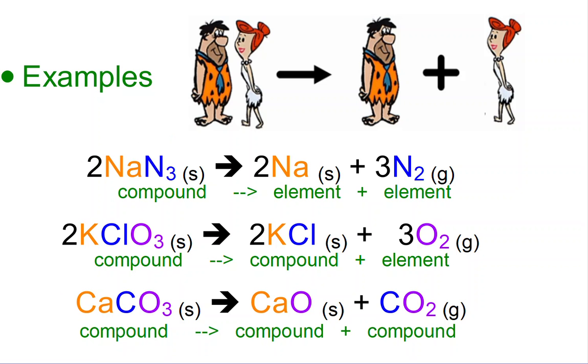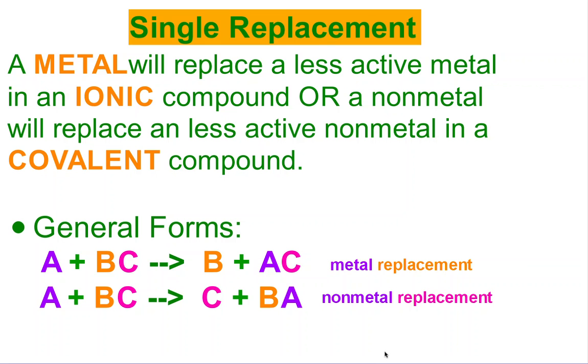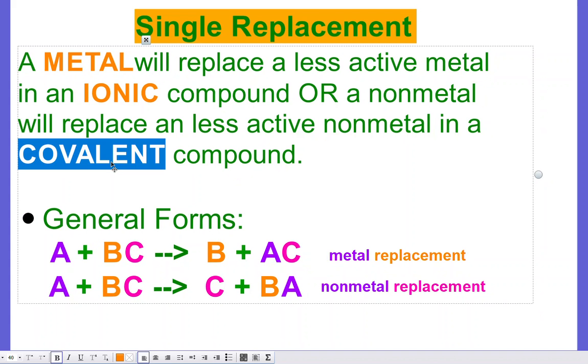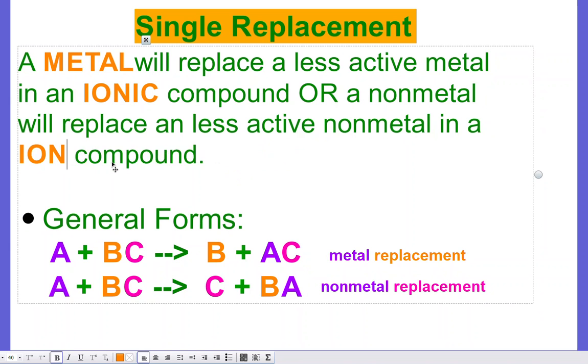The next type of reaction is called single replacement. In a single replacement reaction, a metal will replace a less active metal in an ionic compound, or a nonmetal will replace a less active nonmetal in a, I don't know why that says covalent compound. This can honestly be ionic or covalent.